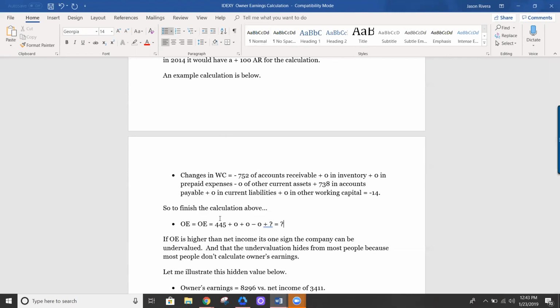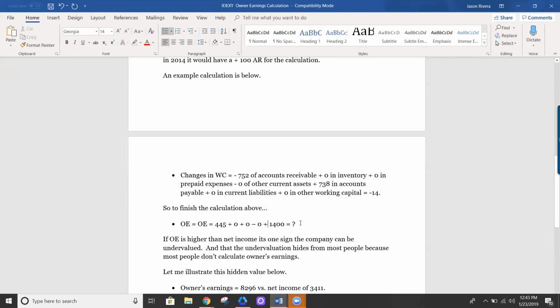So the true earning of this company is higher than what the net income says, so you can take out the cash, excess cash. Perfect. So yes, that's one sign the company may be undervalued. If, let's say, just for argument's sake, this was positive 1,400 here.